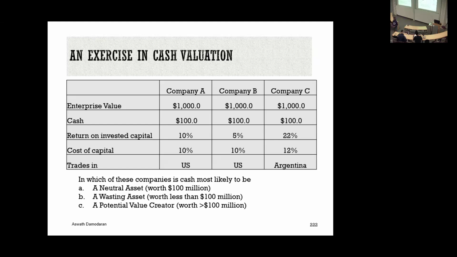Before you complain about a company being a blah company, let's turn to the second one. In which of these three companies is cash most likely to be a wasting asset? And why? Yes. Is it the Argentina that throws you off? What is it about company C that bothers you? Well, if its return on invested capital is higher than its cost of capital, it should be putting that cash to work. That's a different question. They could be worth even more, but at least they have good projects, right? So with company C, I might say, look, why don't you invest more? And we can talk about why they might not. But their history suggests they have good projects.